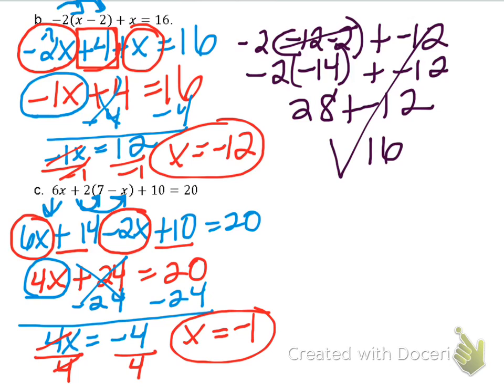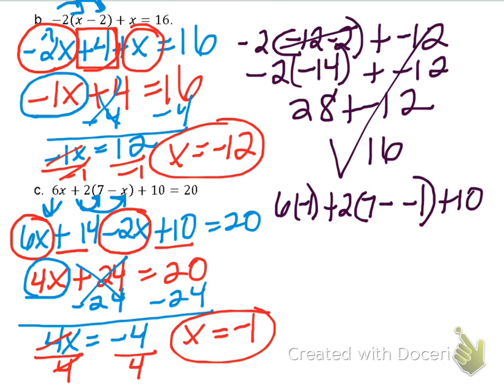And the last step is to go back and check. So we have 6 times negative 1 plus 2 times the quantity of 7 minus x. And x is negative 1, so I have another negative there for the negative 1, plus 10. So inside the parentheses I have 7 minus negative 1, which becomes positive when they're next to each other, so that's 8.